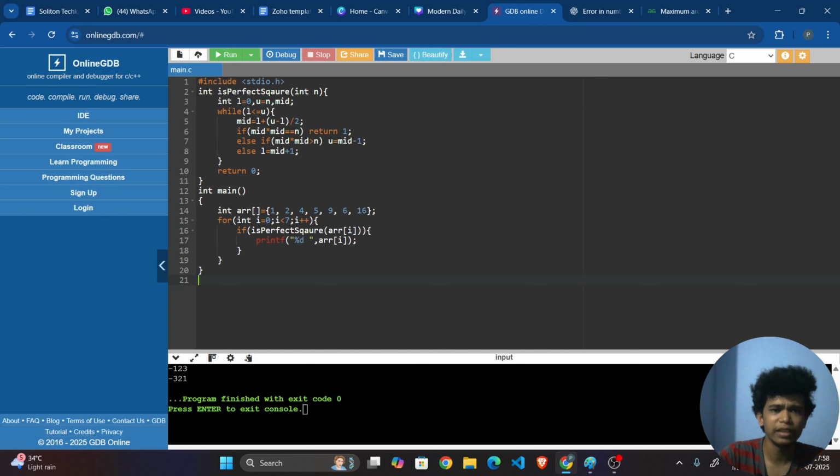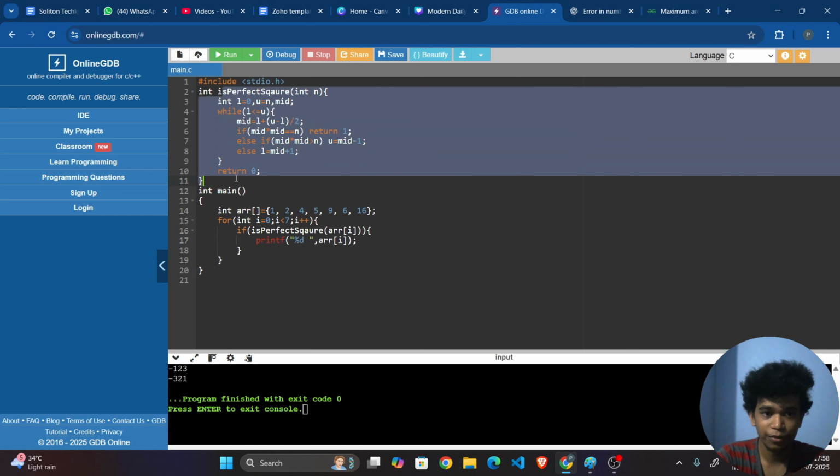See this code. It is also a LeetCode problem. I don't know exactly what the problem name is, but we have this problem in LeetCode under the category of binary search. I will prefer the C programming language for Soliton interviews. So this is going to be our function to check whether the given number is a perfect square or not.